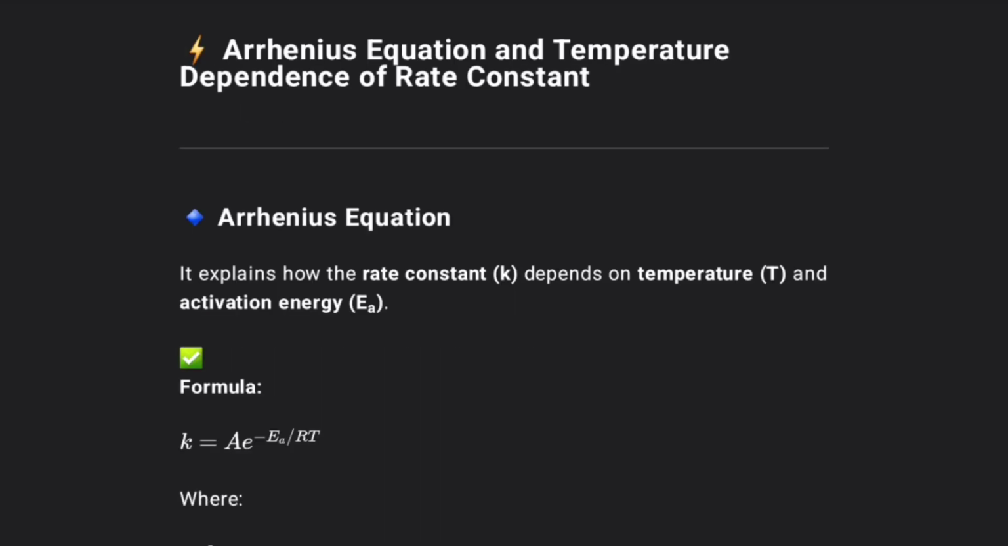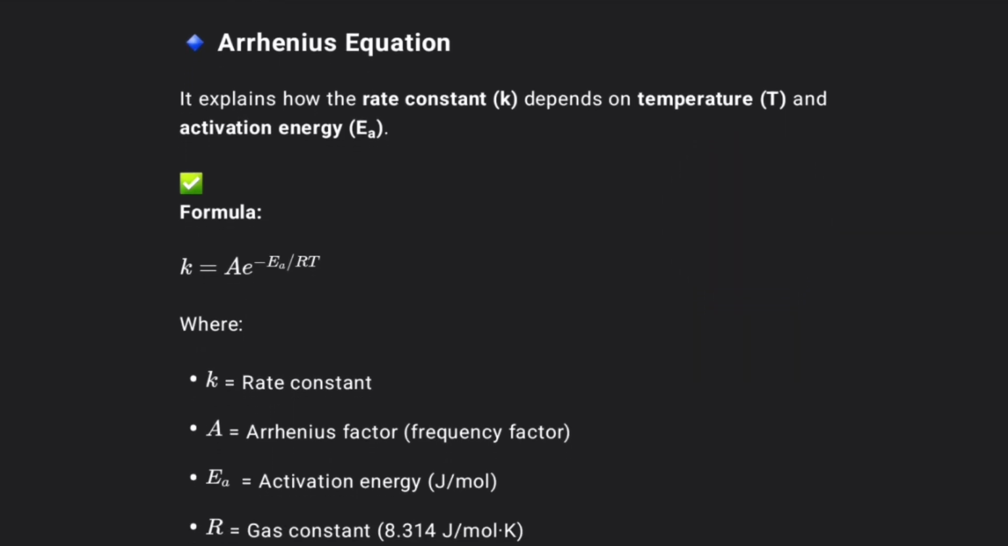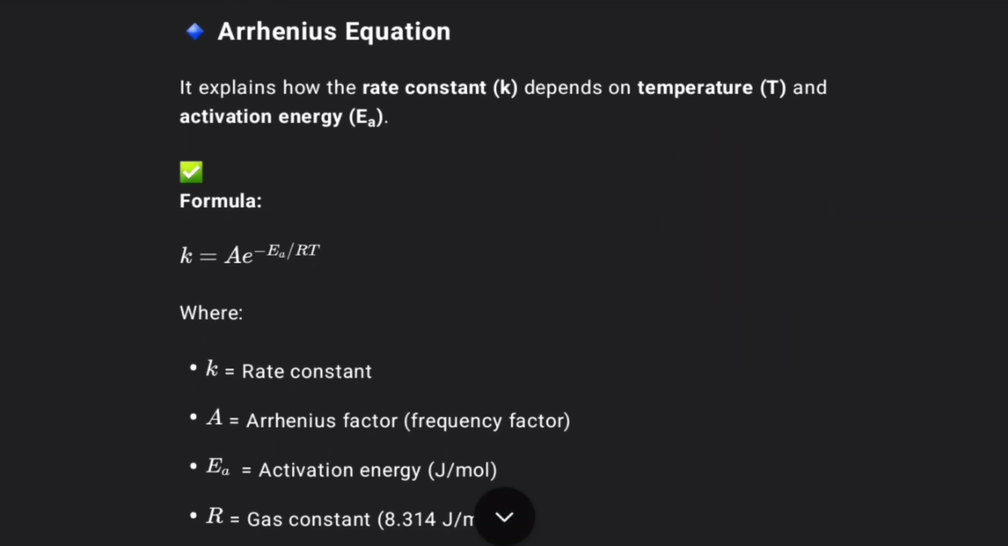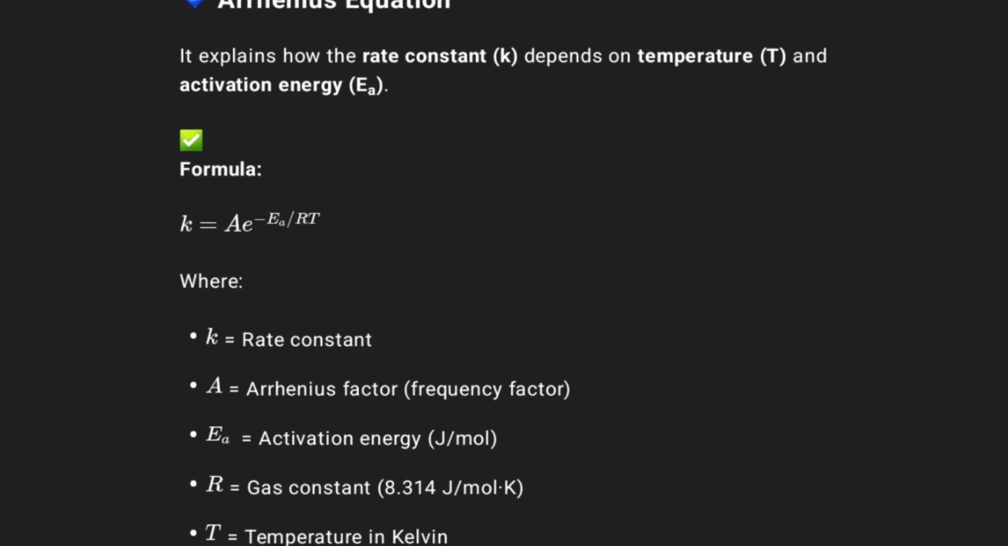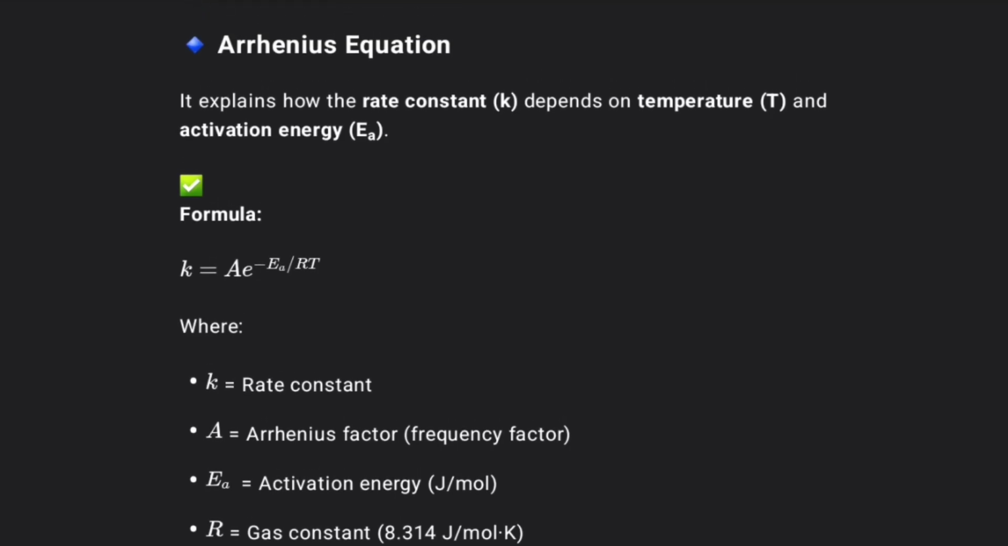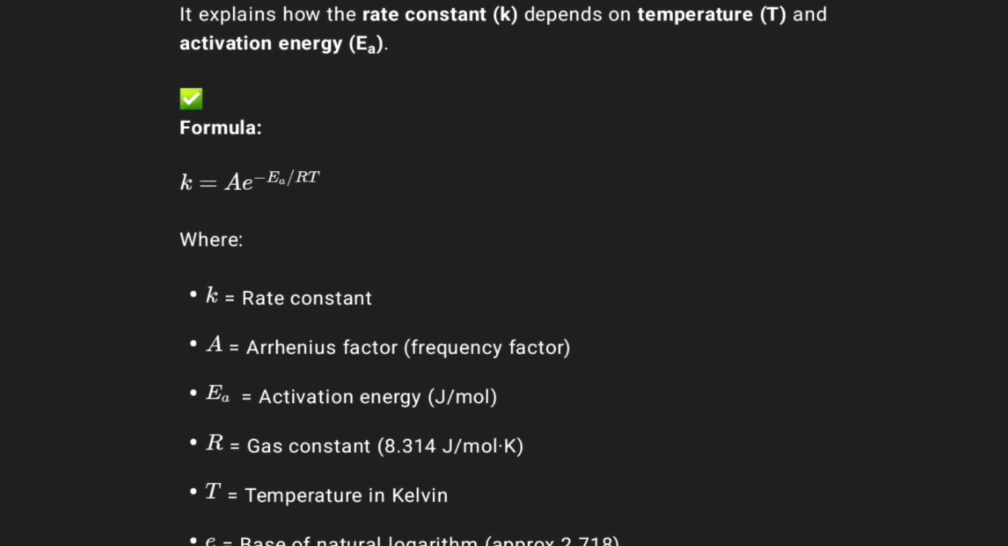Arrhenius equation and temperature dependence of the rate constant. It explains how the rate constant k depends on temperature T and activation energy Eₐ. Formula: k equals A e to the minus Eₐ by RT, where k is the rate constant, A is the Arrhenius factor or frequency factor, Eₐ is activation energy in J/mol, R is the gas constant 8.314 J/mol·K, T is temperature in Kelvin, and e is the base of the natural logarithm, approximately 2.718.